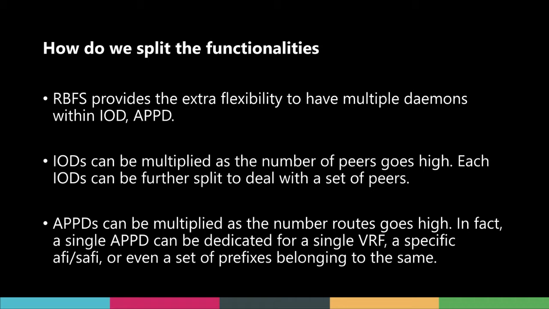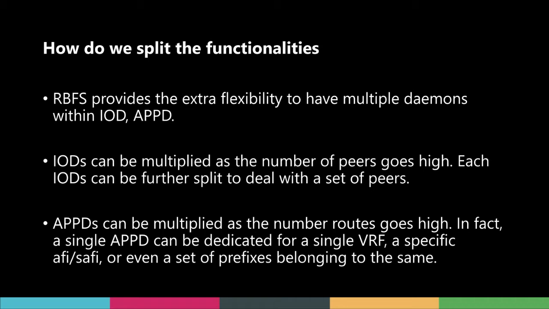For BGP IOD, the number of peers that it can efficiently deal with is a scale aspect. Our architecture supports multiple IODs that can deal with a specific set of peers when the number of peers goes high. In the same way, for AppD, the number of routes it can efficiently deal with becomes a key aspect. Hence, AppDs can be divided to deal with a specific VRF instance or an address family under the VRF instance, or even the set of prefixes belonging to an address family under a VRF.